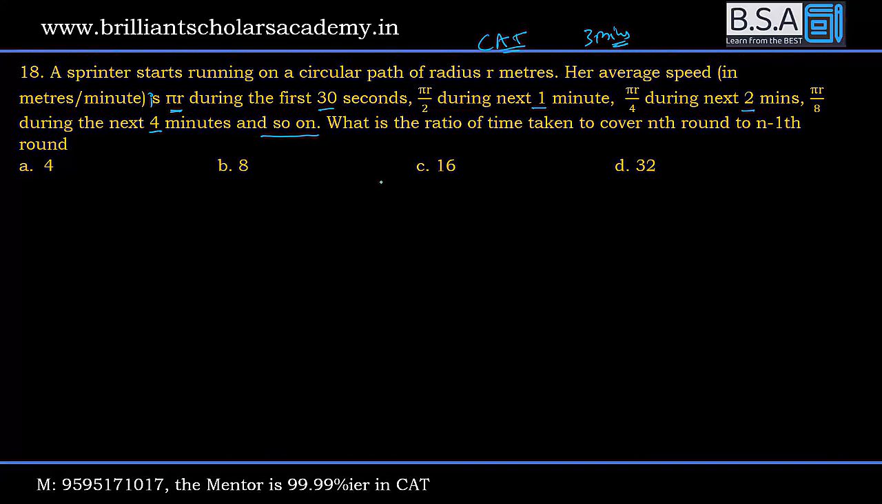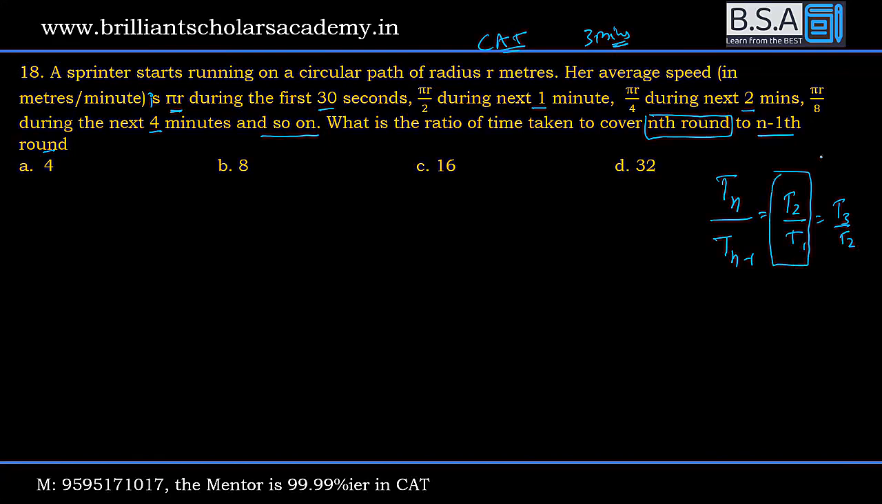What is the ratio of time taken to cover the nth round to the (n minus 1)th round? Time taken to cover the nth round upon time taken to cover the (n minus 1)th round. It could be second round upon first, or third round upon second. That makes no difference. You need to find any round upon the previous one. So it makes sense, you find it for the first two rounds. That is more than enough.